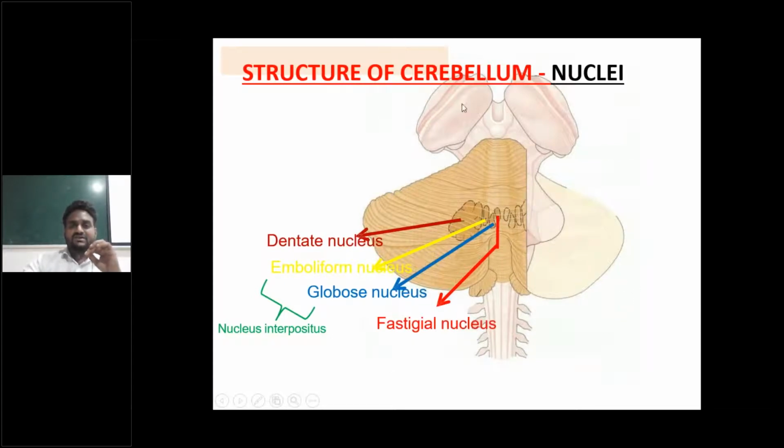And now we come to the nuclei of the cerebellum. There are 4 nuclei: fastigial, globosus, emboliformis, dentate, from middle to lateral side. Out of 4, I told you the most important one is the dentate nucleus. This is the substantial nucleus of the cerebellum.